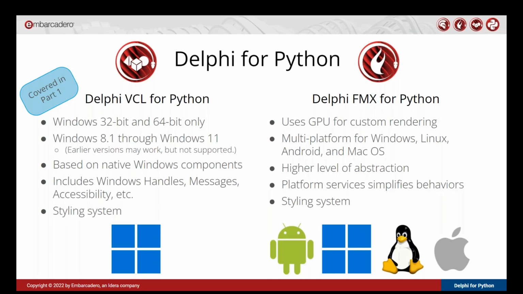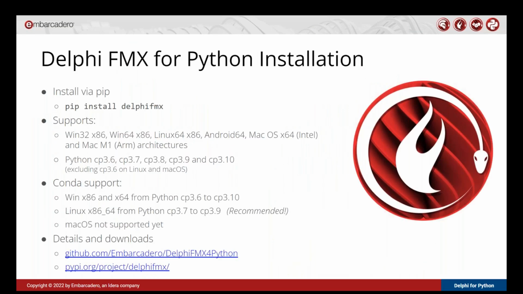So in part one, we talked about Delphi VCL for Python. Today, we're talking about Delphi FireMonkey for Python. Some of the differences there. Installation, it's available via pip. You just type pip install DelphiFMX. It supports all the platforms you see listed there, and it works on Conda pretty much everywhere but Mac OS. And I would say on Linux, you want to use Conda.